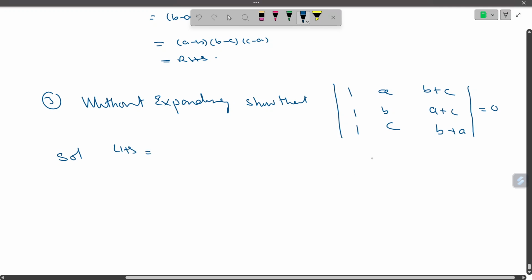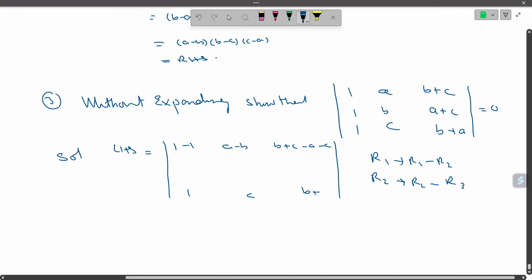So left hand side, what we are doing, I am doing R1 implies R1 minus R2 and R2 implies R2 minus R3. So this is left hand side, R1: 1 minus 1, A minus B, B plus C minus A minus C. Last column is same, no change. So R2 implies R2 minus R3: 1 minus 1, this is B minus C, this is A plus C minus B minus C.